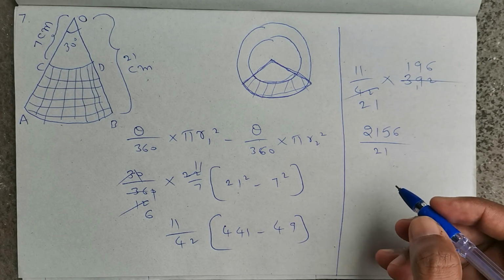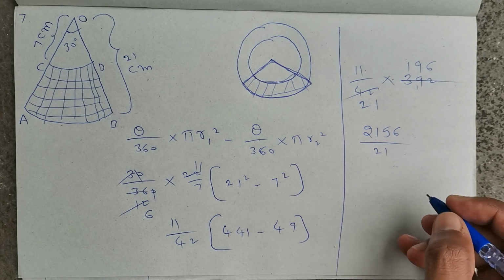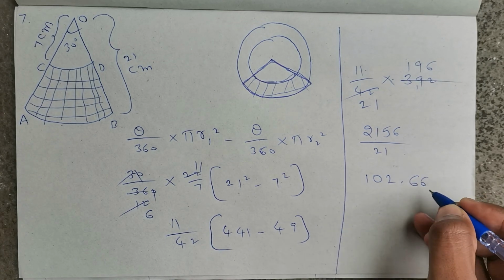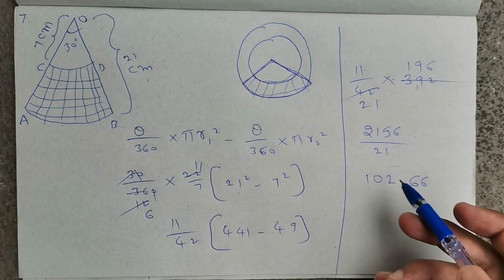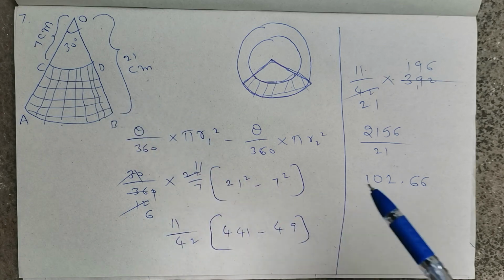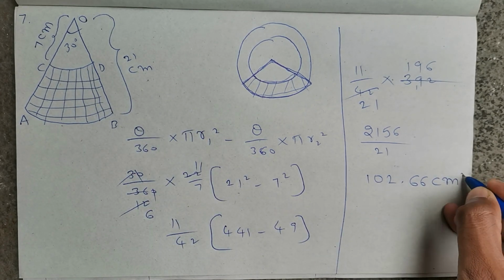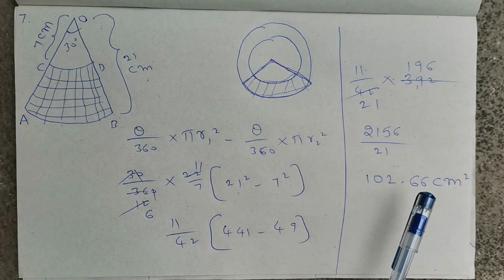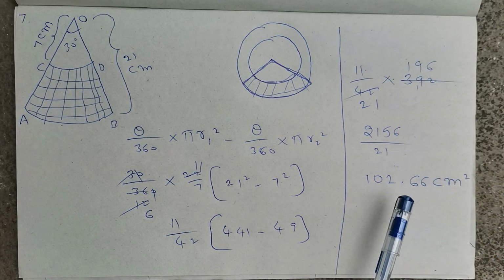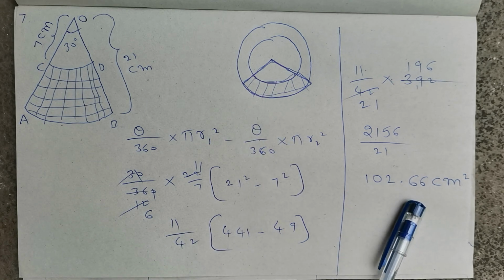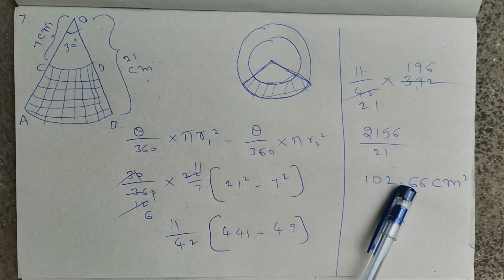So 2156 divided by 21 is nothing but 102.66, and we are finding the area. All the measurements are in centimeters, so this will become centimeter square. So the area of the shaded region is 102.66 centimeter square.